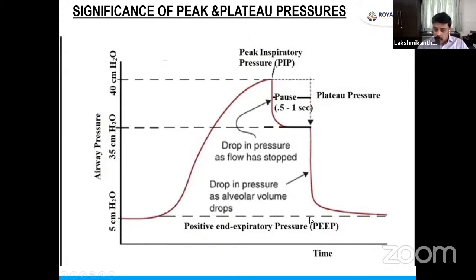And as you can see, this is your positive end expiratory pressure. This is the positive pressure that we maintain at the end of expiration, so your lung doesn't collapse completely. It maintains at a slightly higher pressure, which is your baseline.